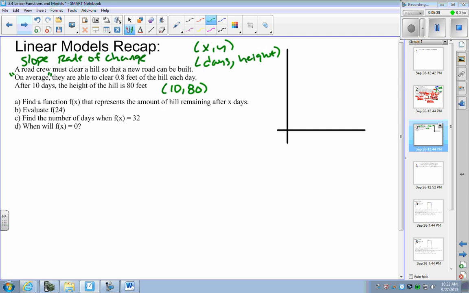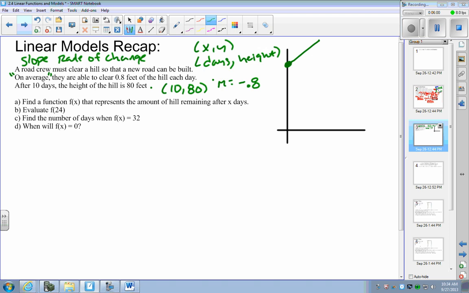Okay, your rate of change is 0.8 feet. But I think everyone would agree the hill would start somewhere. If your slope's positive, it's going up. The hill's not getting bigger. The hill's getting smaller by 0.8. So given these two pieces of information, we should be able to find an equation.